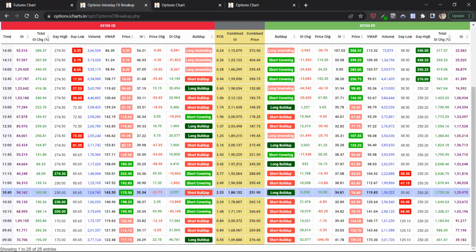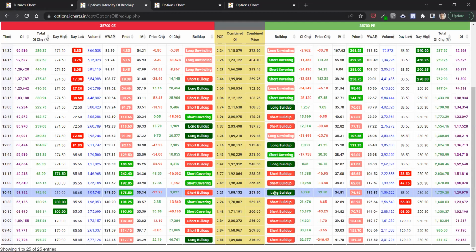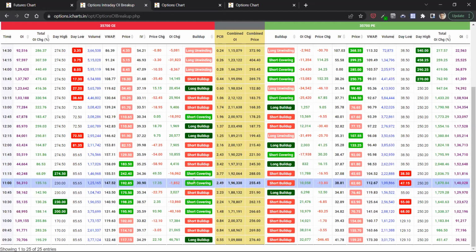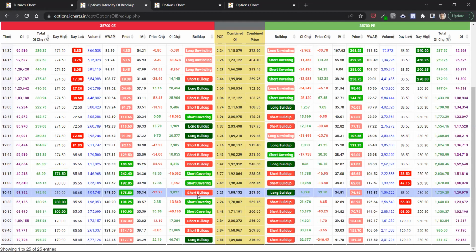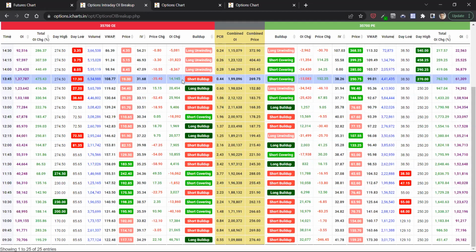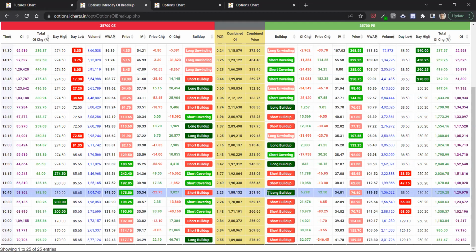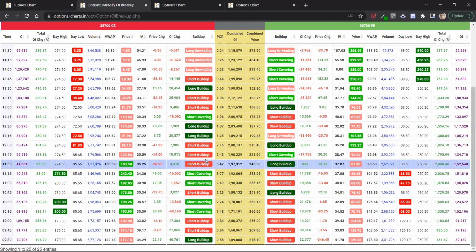Basically, the last signal around 11:20 here was the short buildup over long buildup here. So short buildup, you can go short over here because it is indicating short. I don't count short covering and long unwinding. I ignore those because these are just very weak signals. For me, the strong signals are what I focus on.